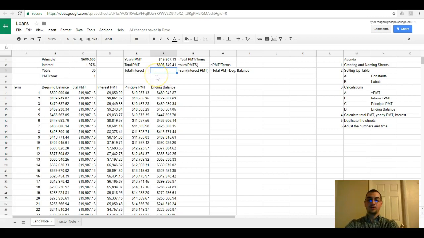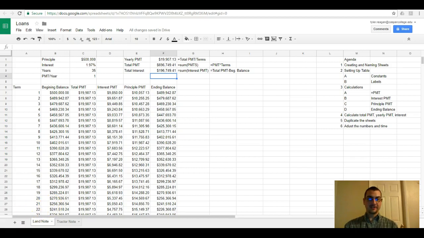So to find the total interest, you say this is equal to the total payment minus the principal amount. So what we see here is that each year you pay $19,907. You're going to wind up paying a total of $696,000 on a $500,000 note and a total of $196,000 in interest alone on this particular note.